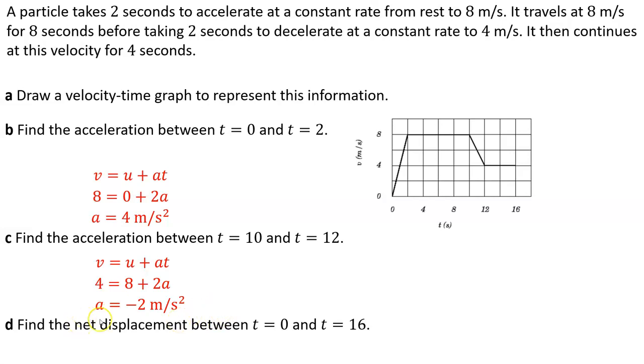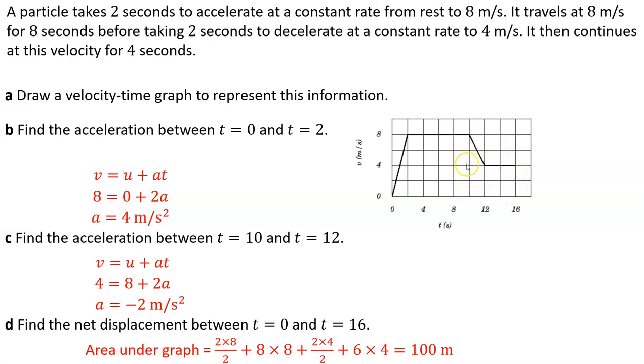The total, or net, is another way of saying the total displacement over the course of this journey. I work out the areas of each of the parts and add them together. So 2 times 8 divided by 2 is the area of this triangle between t equals 0 and t equals 2. 8 times 8 is the area of this rectangle. Then 2 times 4 over 2 is this small triangle here. And then 6 times 4 is this rectangle.